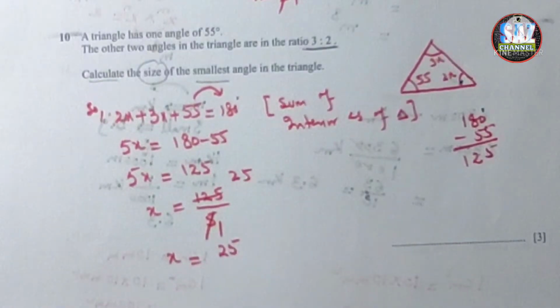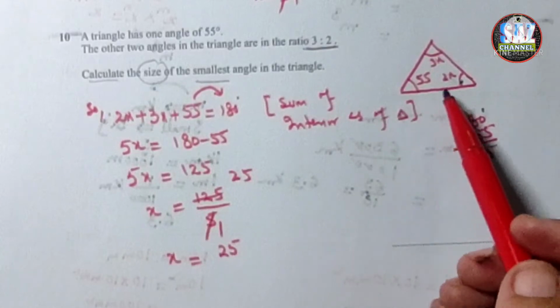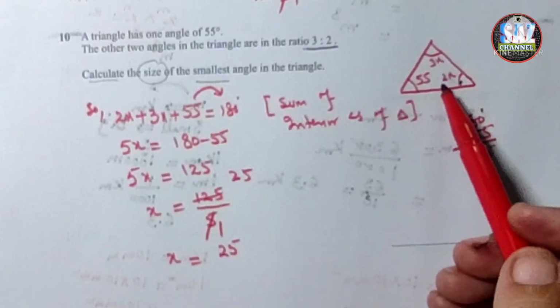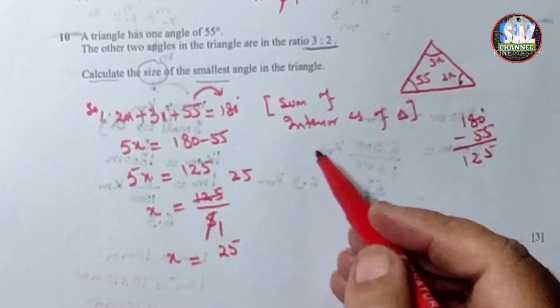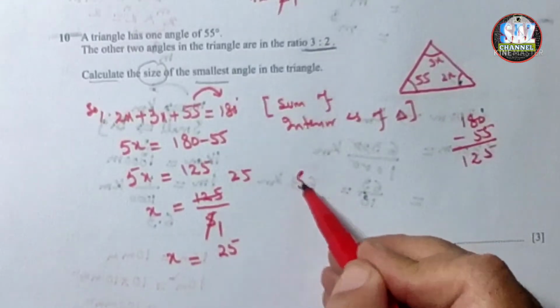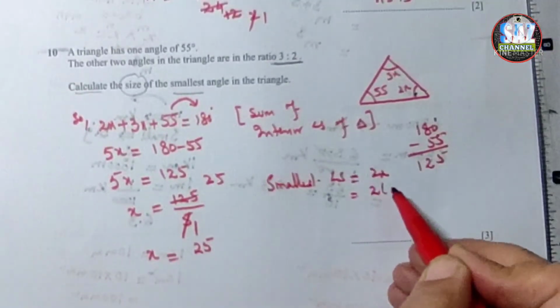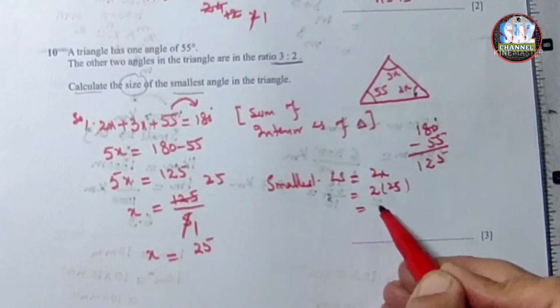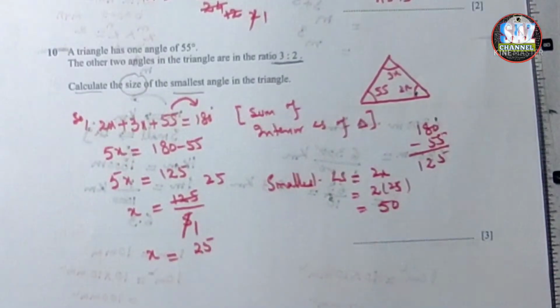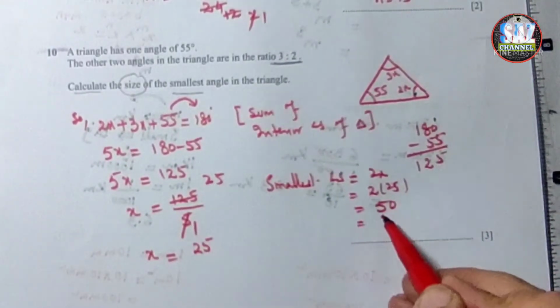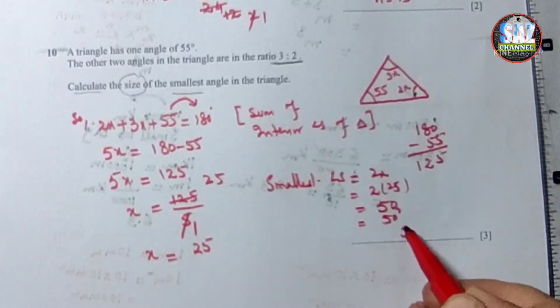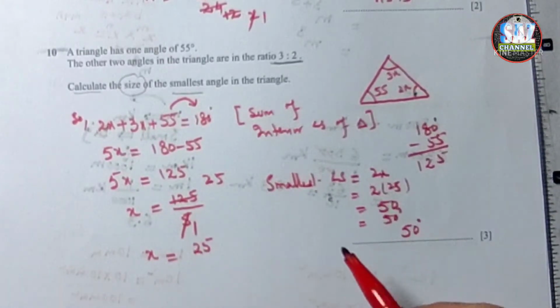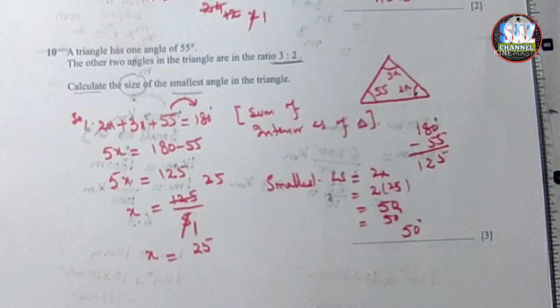But that is not the requirement of the question. The requirement of the question is the smallest angle. If we look at the coefficients, we can see 2 is the smallest coefficient here. So the smallest angle will be equal to 2 times 25, which is equal to 50 degrees. So the smallest angle is 50 degrees. I hope it was a really clear and easy question, and let's move to the next question.